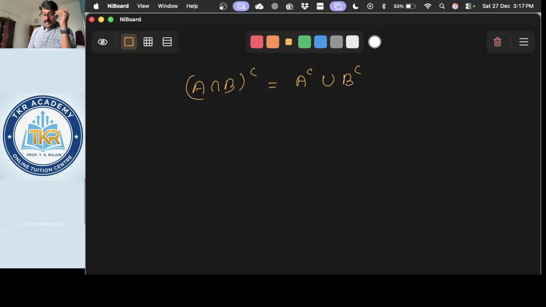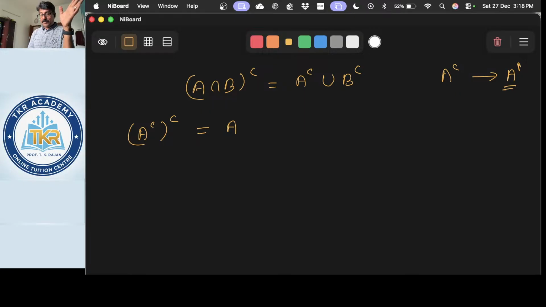And another law concerning the complement is the complement of the complement. I forgot to tell you that A complement is sometimes, in some textbooks, denoted A dash. This is another notation for writing complement. I use A^C for A complement. A complement complement is A.